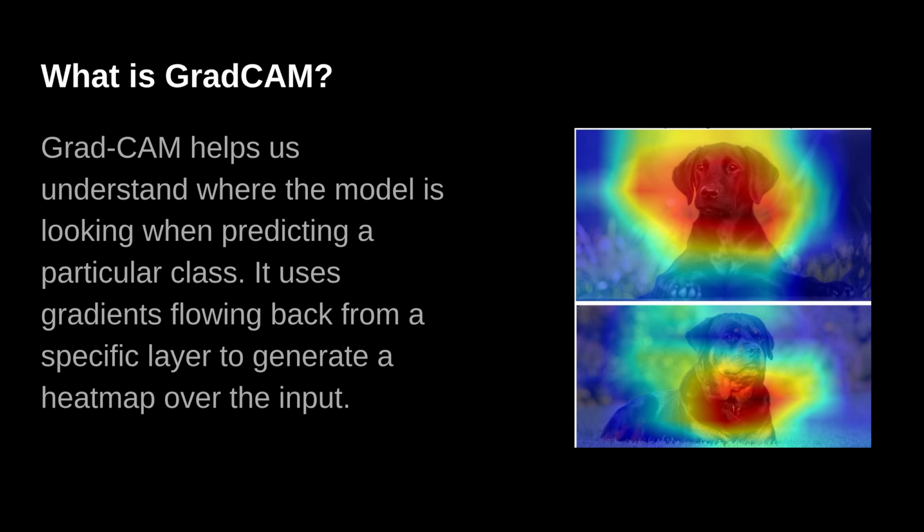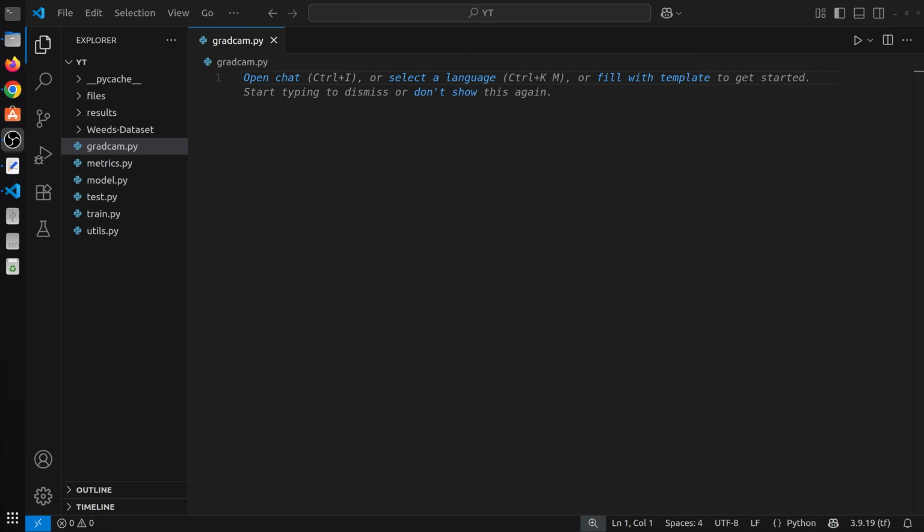Now we'll use this GradCAM technique and apply it to a multi-class segmentation model. So now let's move on to the code. For this video, I'm going to use my previous code where I've trained a UNet architecture on the weed segmentation dataset. Let me show you the results first.